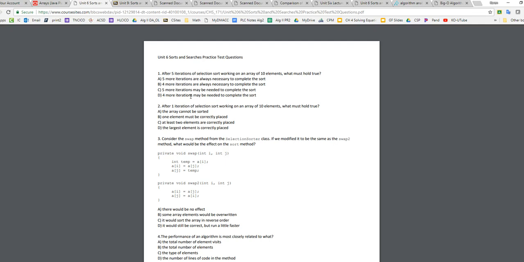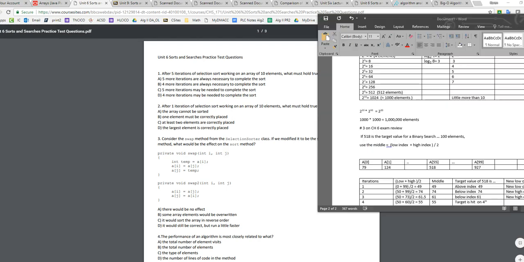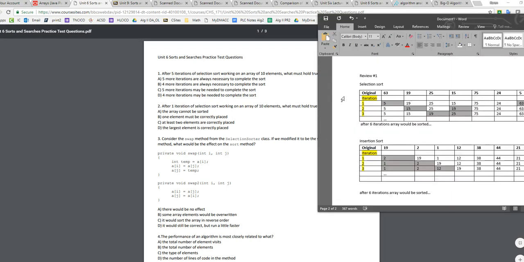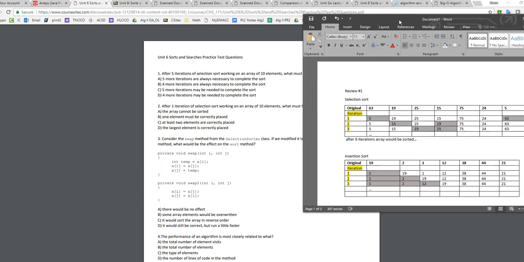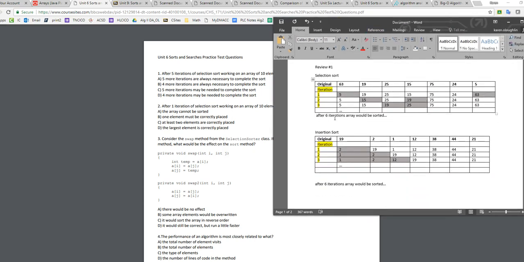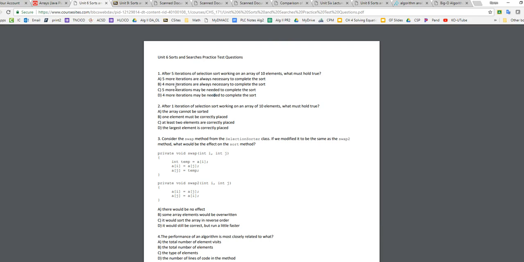This is going back to that question of how many times do you have to iterate through a selection sort, and we talked about that back here. On a selection sort, it's always going to be one less. This said 6 iterations, but that's because there were 1, 2, 3, 4, 5, 6, 7 elements. So it's always one less than the number of elements. So if I've already done 5 and there's 10 elements, I need 9 iterations. The answer is going to be B.